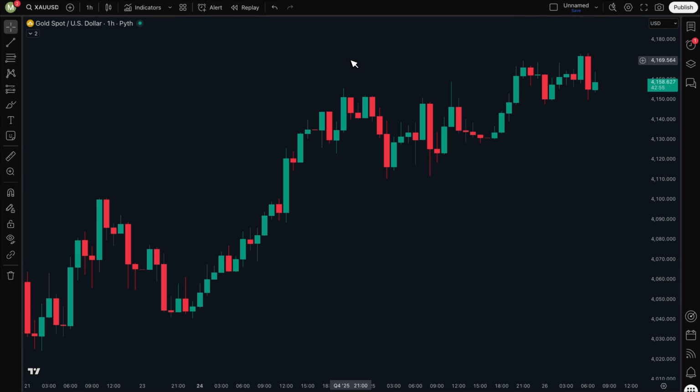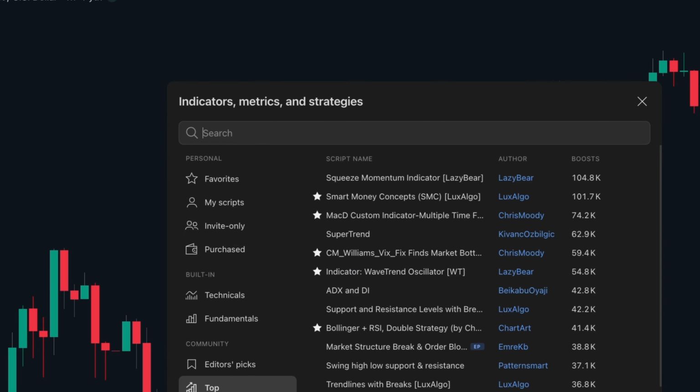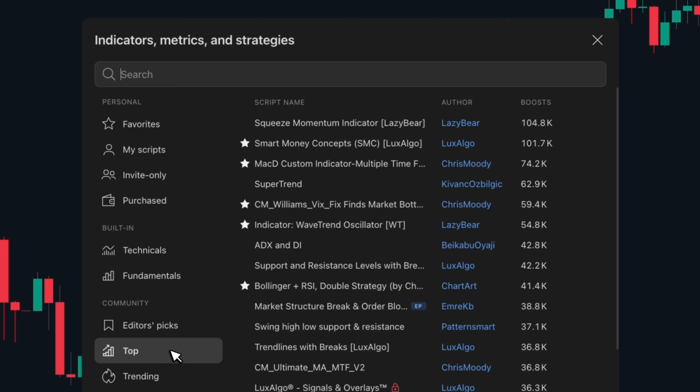Hey traders, today we're talking about one of the most famous and most liked indicators on the TradingView app. When you open TradingView and go to the indicators section, then click on top indicators, you'll actually find this one sitting right at the top of the list with over 100,000 likes. It's one of the most used indicators on TradingView by successful traders all around the world, and it's called the Squeeze Momentum Indicator by LazyBear. So let's apply it to the chart.